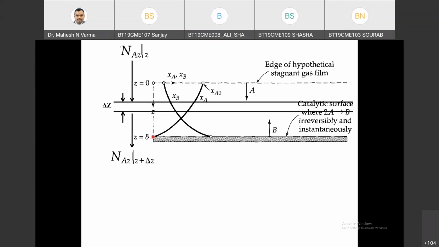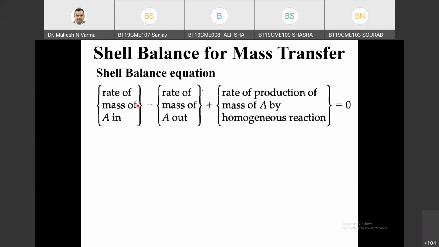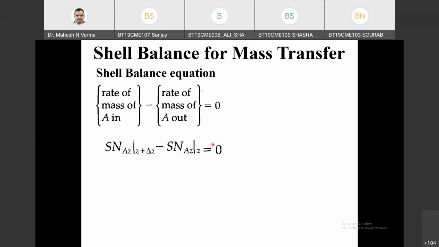That we will use as a boundary condition, because this is instantaneously fast, which means here the concentration of A will be equal to 0. That is the boundary condition. But in this differential shell, there is no generation and consumption of A. So you will get a very simple balance: rate of mass coming in, rate of mass going out, plus production of A, equals 0. Now I divide by S times delta Z, and delta Z tends to 0.